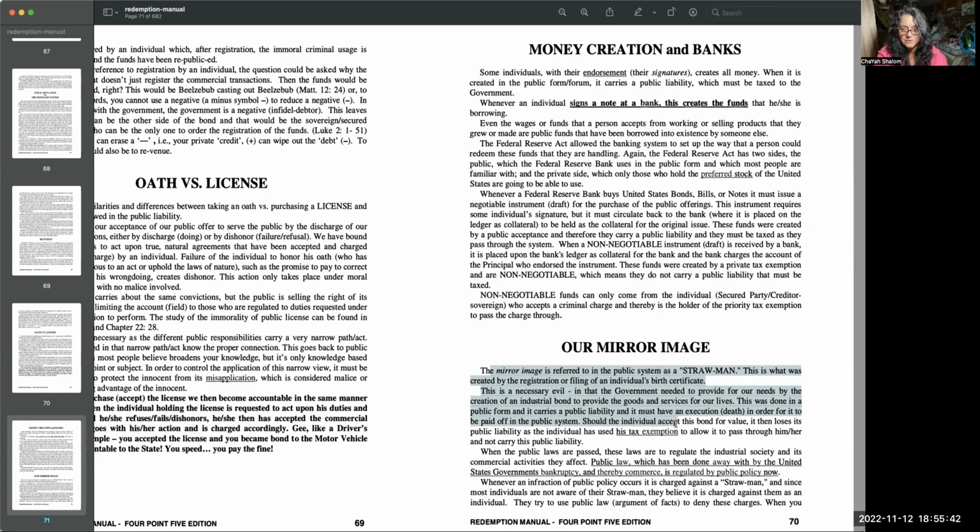Should the individual accept this bond for value, then it loses its public liability, as the individual has used his tax exemption to allow it to pass through him or her and not carry this public liability.